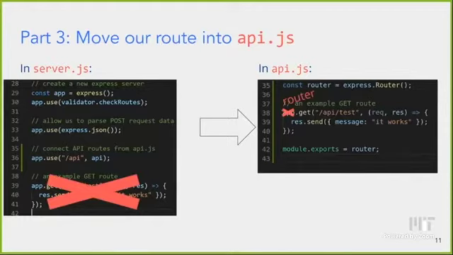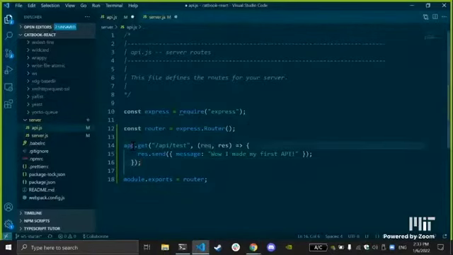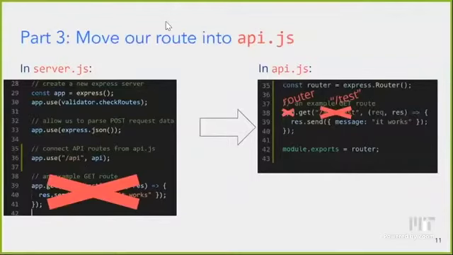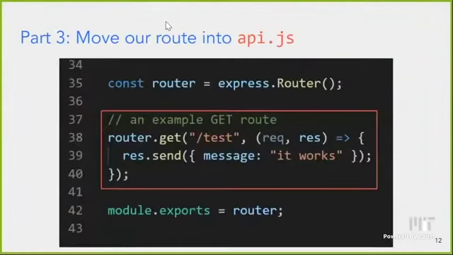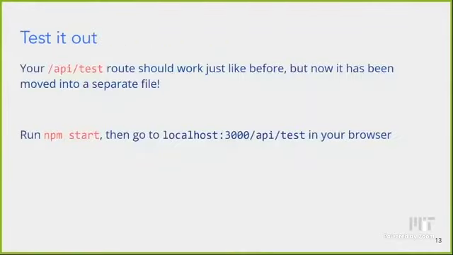And because on line 36 in the screenshot, we're already passing all slash API routes to this API object, we don't have to prepend slash API onto that route. We can just use slash test. And that is all the changes we have to make in order to get the previous test endpoint to work in its own separate file.